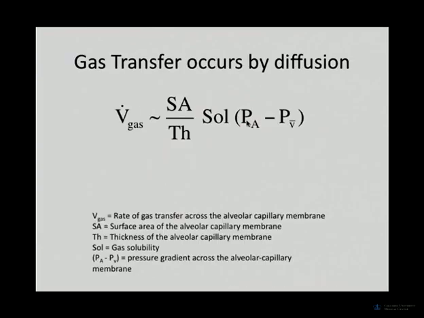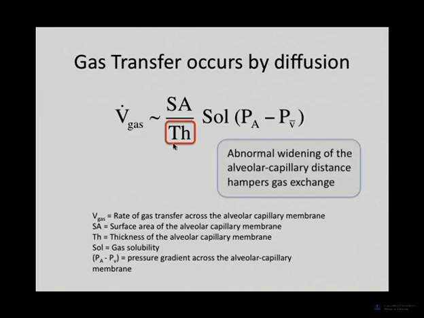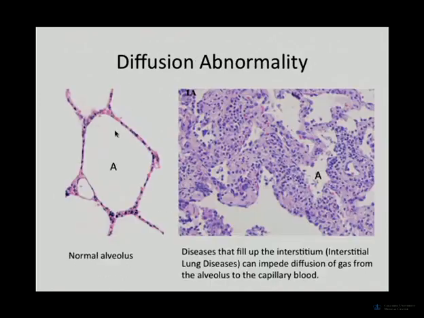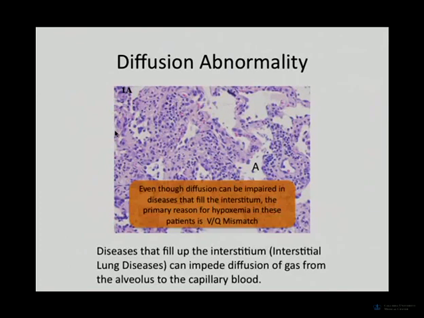Okay? This is a diffusion abnormality. And the reason is that the movement of that gas, you saw this equation a lot, is a function of the surface area, but the thickness matters. Okay? Increasing the thickness is going to reduce the movement of that gas.